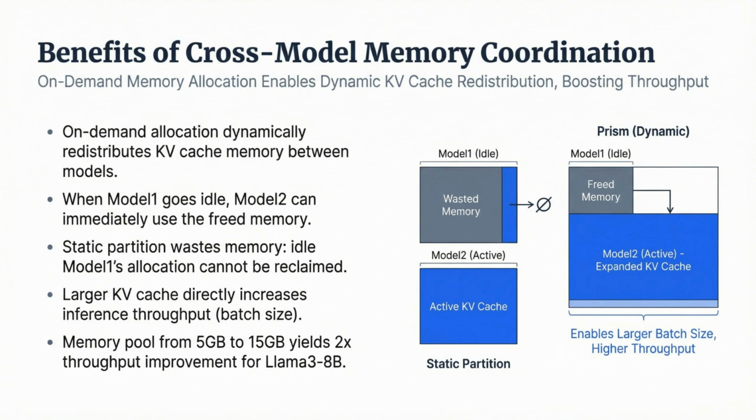Prism's on-demand memory allocation, KV Cached, enables dynamic KV cache redistribution. When one model becomes idle, its memory is immediately freed and available to active models, contrasting sharply with static partitioning, where idle memory is wasted. This dynamic memory pooling allows for larger batch sizes and higher throughput, fundamentally boosting GPU utilization and performance.